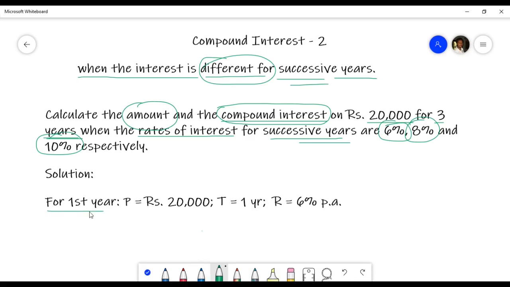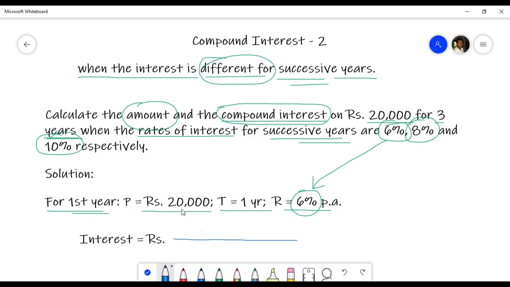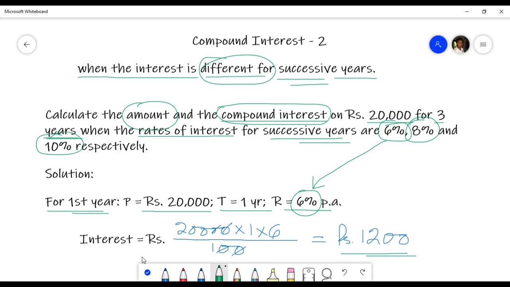For the first year, the principal is rupees 20,000 and we take time as 1 year because we are finding the interest for every individual year, and the rate is 6% as given in the question. Because there are different rates for successive years, we have to find interest. The formula is principal into time into rate by 100. We just replace the values: 20,000 into 1 into 6% per annum by 100. When you simplify it, you will get the answer as rupees 1200. So this rupees 1200 is the interest for first year.